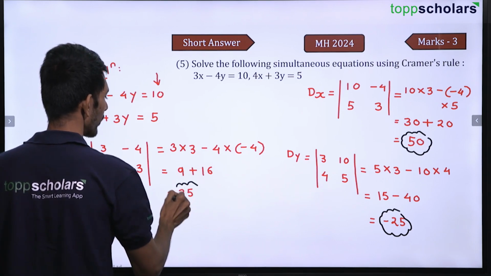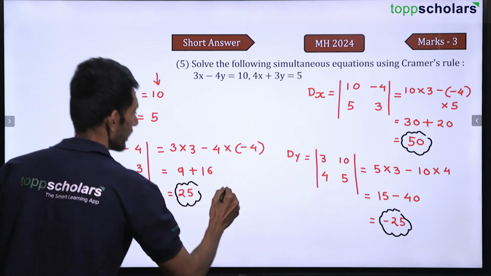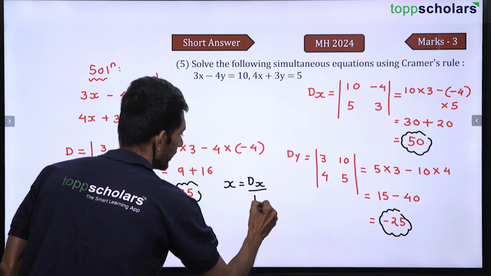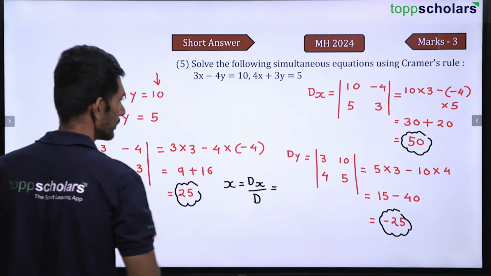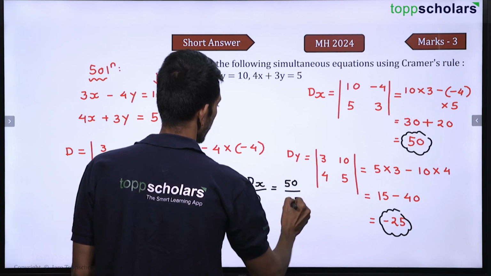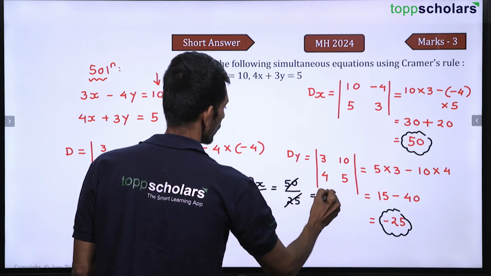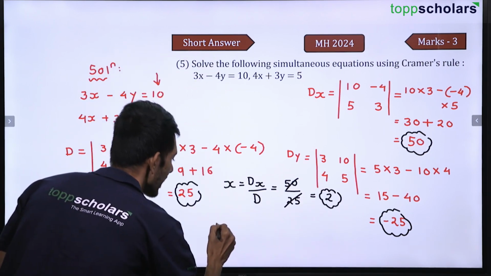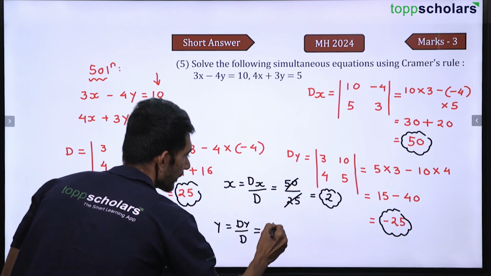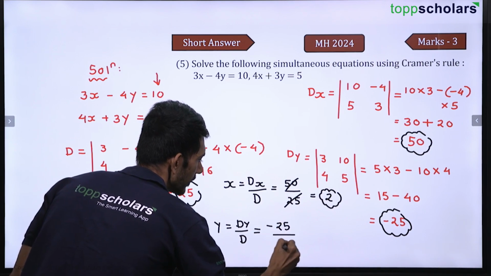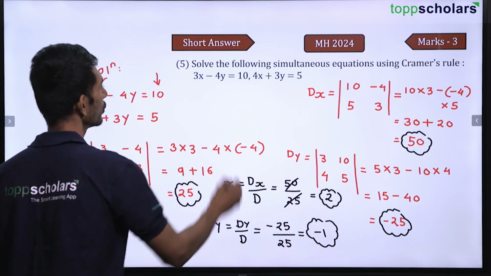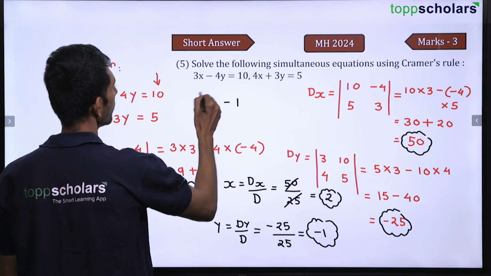So these three values are important, right? So x will be dx by d. That is equal to 50 by 25, and 50 by 25 is 2. Right? Y is dy by d. That is minus 25 by 25. That is minus 1. So 2 comma minus 1 is the final solution.